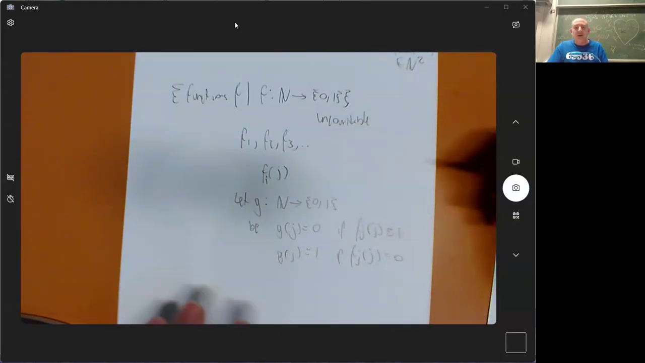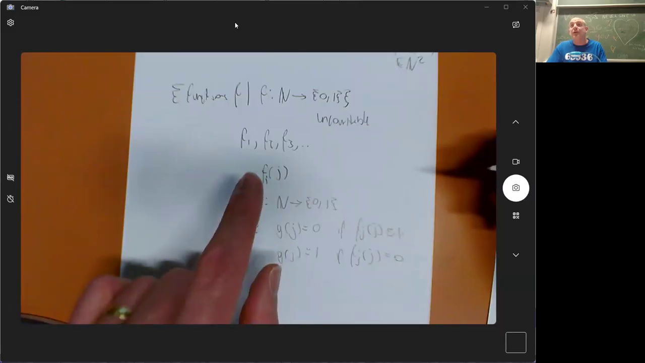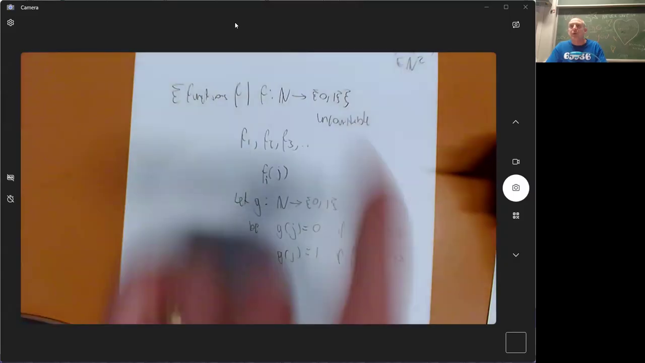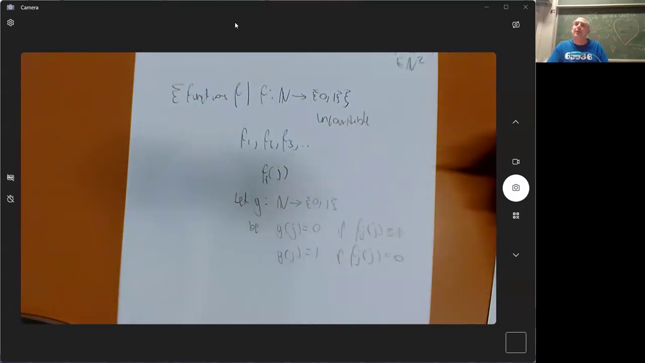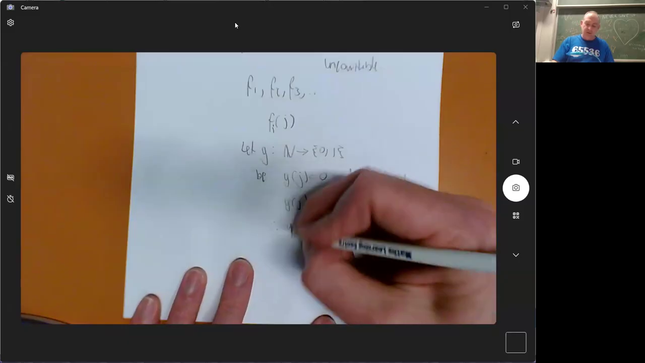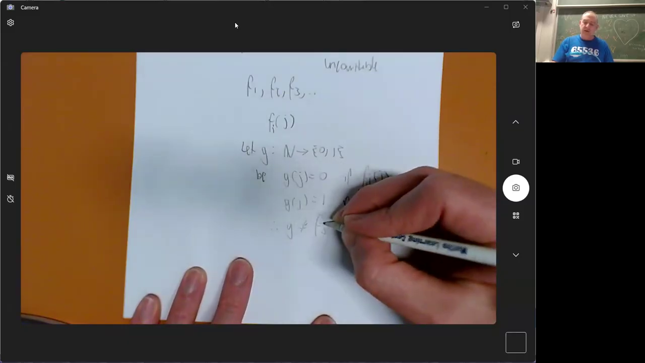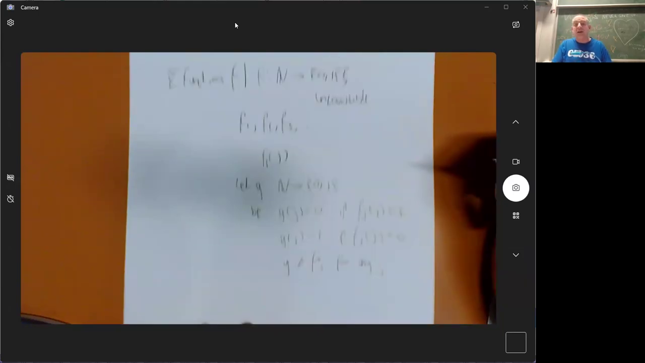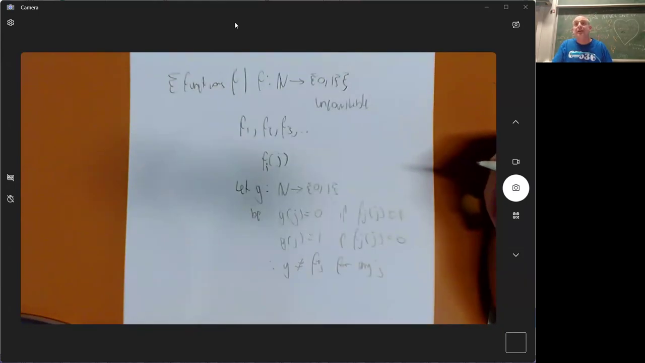And so you've made a new function that isn't equal to any of the other functions because one of its function values is different. And so therefore this sequence cannot contain them all, which means it's uncountable. Because no sequence contains them all. So therefore g is not equal to f_j for any j. So that's a diagonal argument. It's the same idea.